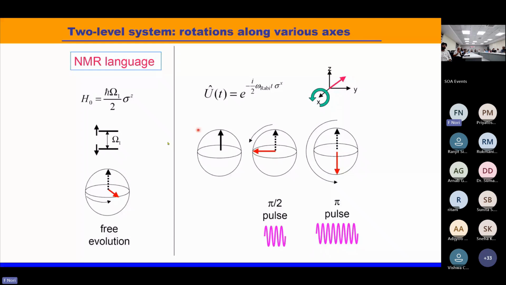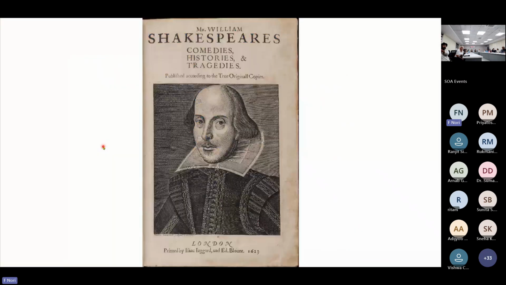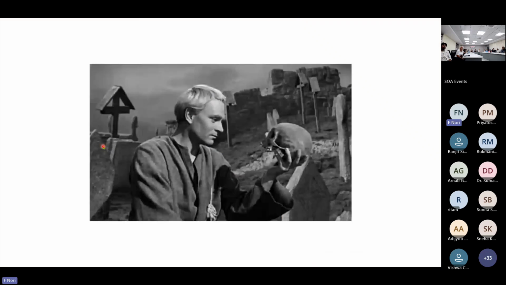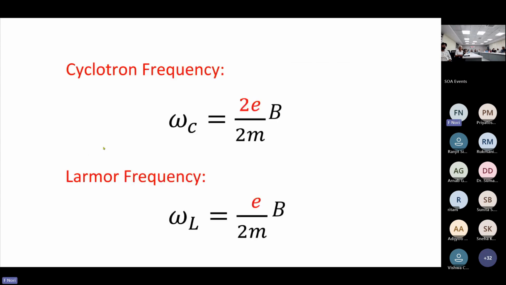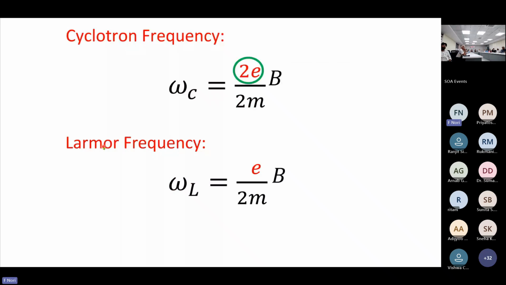So now many people confuse Larmor frequency with cyclotron frequency, especially some students. The first person to consider this difference was William Shakespeare. This is not well known. Indeed, Hamlet, the prince of Denmark, was obsessed with this issue. He kept asking over and over, to E or not to E? That is the question.